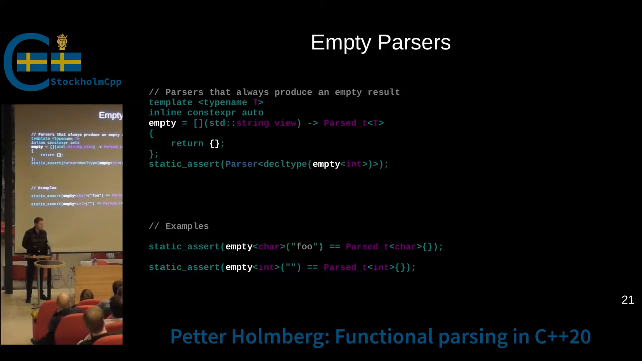That seems like the simplest thing you can do, but there's an even simpler thing you can do. You can just fail. So here's the empty parser. It just takes an input. We don't even need to name it because we're just going to fail. What's interesting about this one is that even if it's empty, it has to have a type, right? So there's not one empty parser. There's one empty parser for any conceivable type you have. So you have to call empty with a type. So the empty char of foo will be an empty parsed char. Empty int of empty string will be empty int, parse t of int. OK, so very basic parsers. These are actually going to be the only parsers we need to get started.